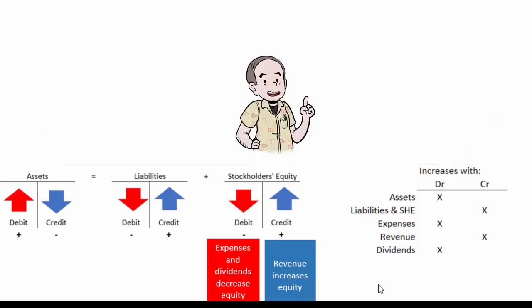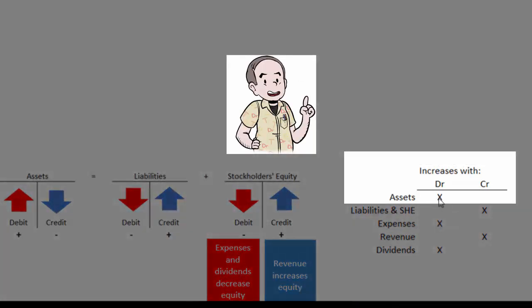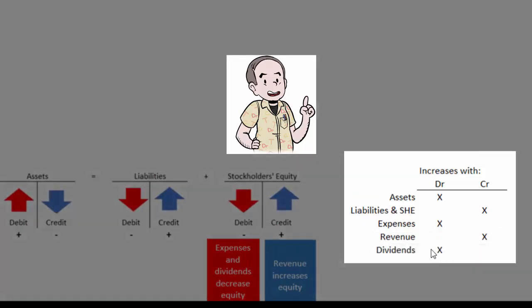Or you can draw this little chart up and remind yourself that assets increase with debits. That's easy to remember because assets are on the left-hand side of the balance sheet and debit means left. Liabilities and shareholders' equity increase with credits. That's easy to remember because those accounts are on the right-hand side of the balance sheet and credit means right. Expenses are debits. And revenue, which is the opposite of expenses, must increase with credits. Finally, dividend starts with D, and that reminds us that we record those with debits.